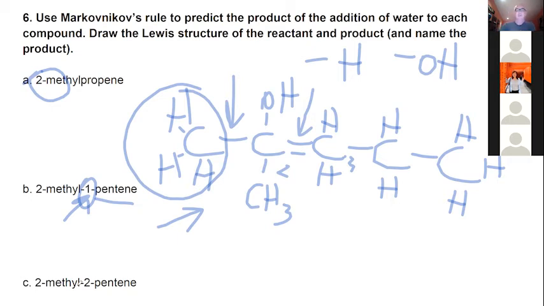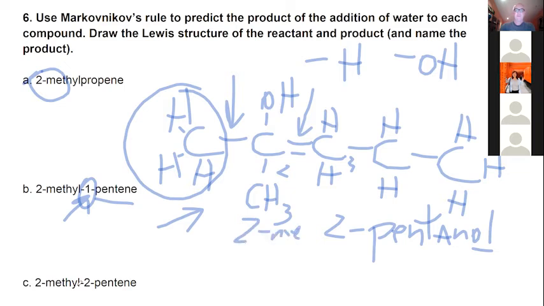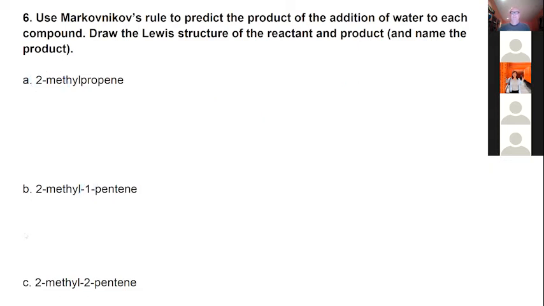So in that case, we've got 1, 2, 3, 4, 5. So that's pentanol. And the hydroxyl group is at 2. And the methyl group is at 2. So that would be 2-methyl-2-pentanol. All right. Excellent job. All right, who's next?